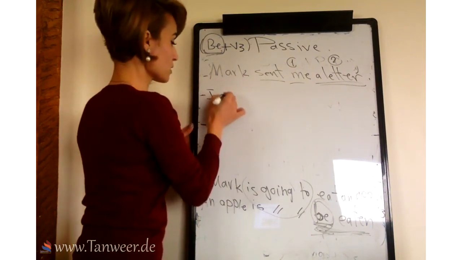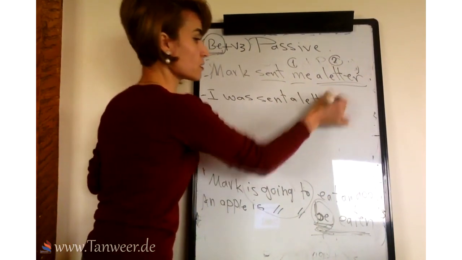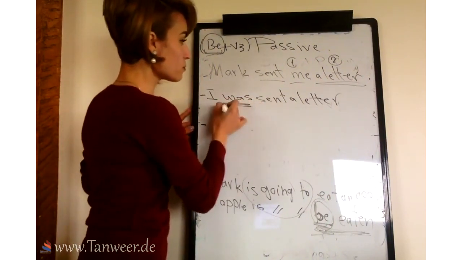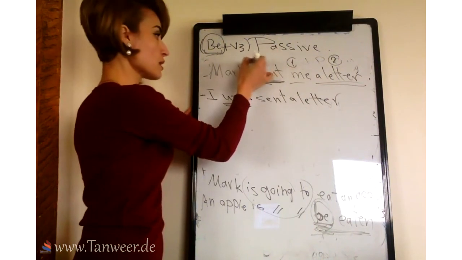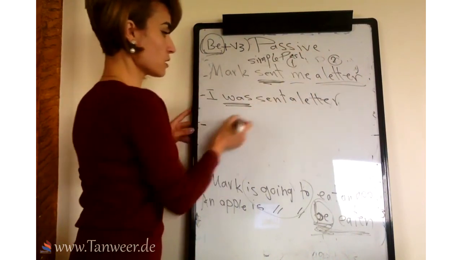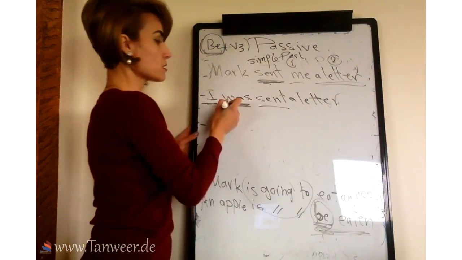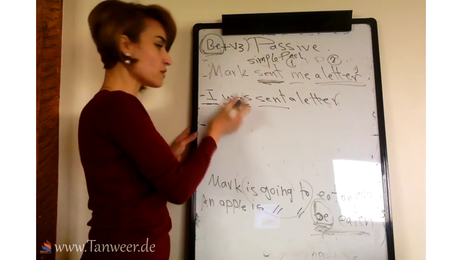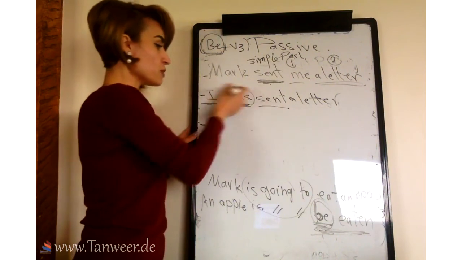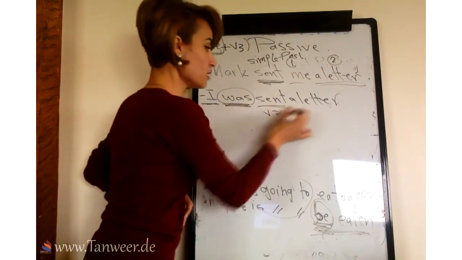This is the first: I was sent a letter. I was sent a letter here because, of course, why was? Because the sentence is in simple past. Sent, I was sent. I is the object. Was, because the sentence is in simple past and in passive. Simple past, that means I need verb to be in the past. Verb to be in the past is was and were. I was sent. This is verb 3, a letter.